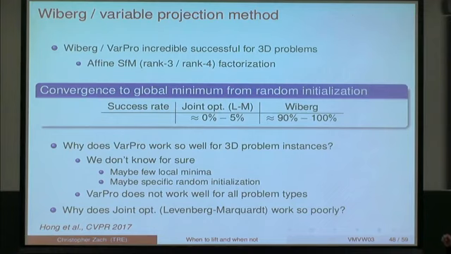It's also not the case that this Wiberg algorithm is good on all problems. For certain problems in machine learning, where you also have this matrix factorization structure, it is not doing that great. So there are still unanswered questions about why Wiberg does so well, but at least the thing we can answer now is why joint optimization doesn't work well.